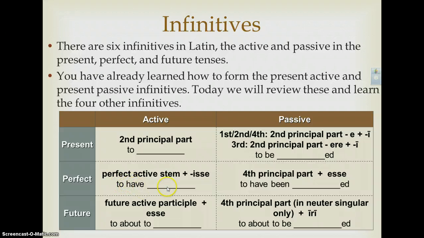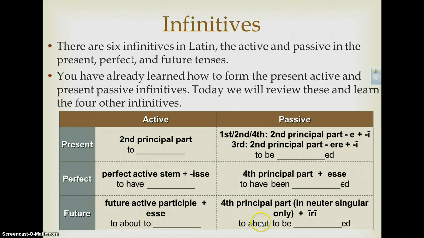To form the perfect active infinitive, you take the perfect active stem and you add isse, and that translates to have blanked. The perfect passive infinitive is the fourth principal part. That's the first word. The second word is esse, and it means to have been blanked. Future active infinitive is the future active participle, which you guys just learned, plus the infinitive esse. So the first word is the future active participle, the second word is esse, and that translates as about to blank.